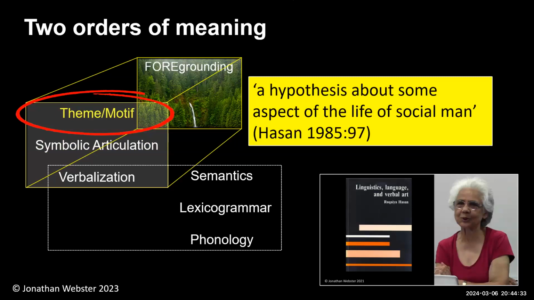Because the artist has a theme. Now, theme here is not at all like Halliday's idea of theme, what occurs initially in the clause. Theme here is in the very literary sense, the motif, an idea. So what is the writer doing? The writer is trying to grab your attention and, from there, get you to think about what the writer is trying to tell. And this theme is a hypothesis about some aspect of the life of social man. It's a hypothesis. It's a theory.